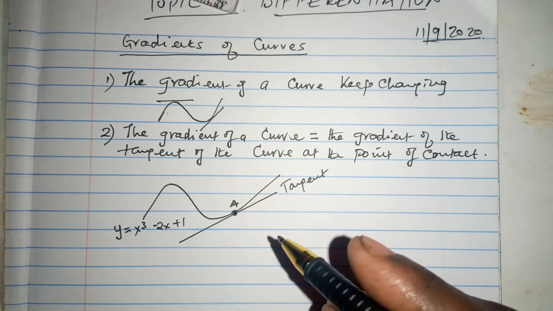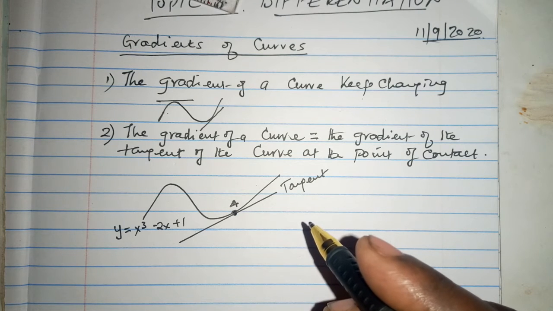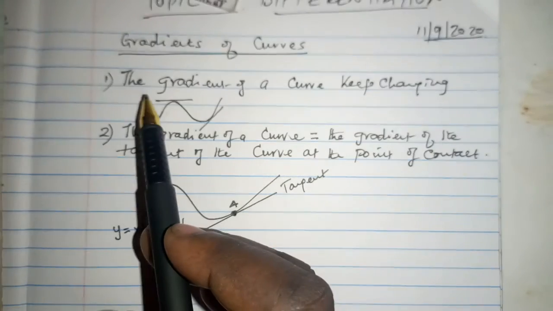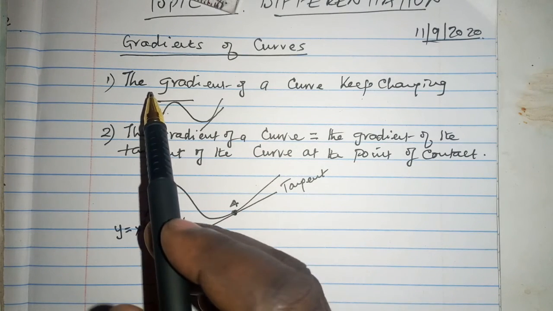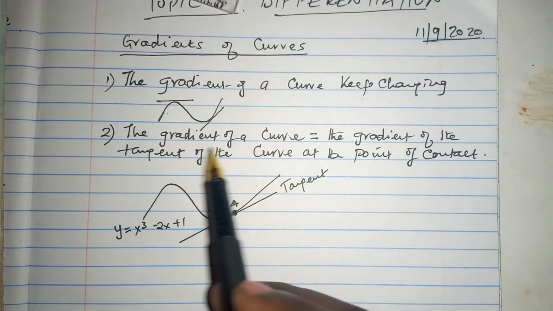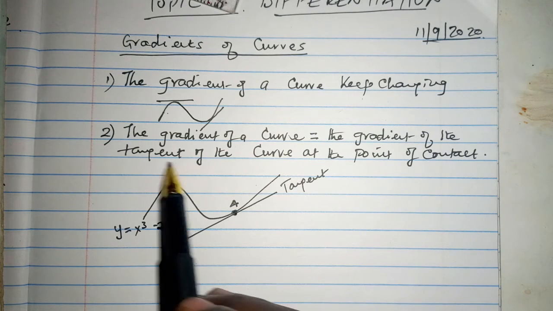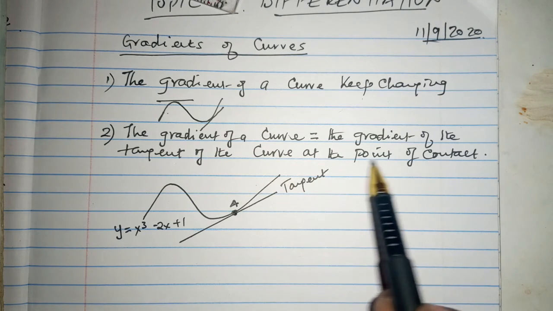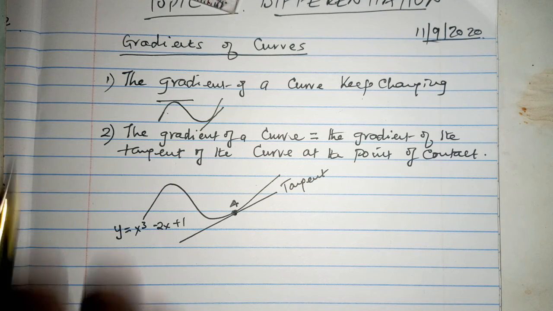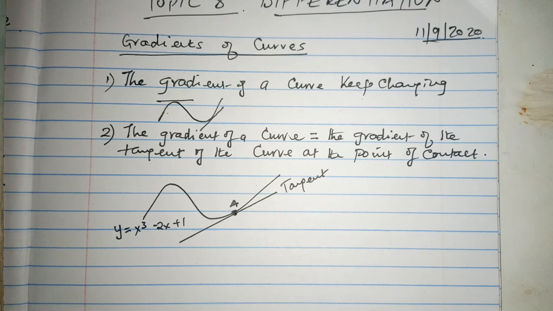which will be explained in the next video, and I hope this will be understood. This is a preliminary, very important key point. The gradient of a curve keeps changing. Of course, it keeps changing. The gradient of a curve is equal to the gradient of the tangent of the curve at the point of contact. That is very important. The moment you understand that, then you are good to go as far as understanding the differentiation topic is concerned.